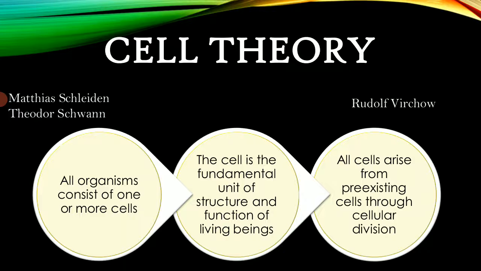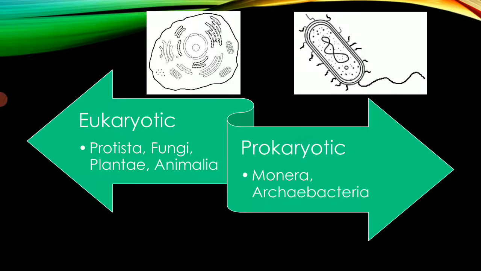Based on this cell theory, we now know that there are 2 types of cells. We have the eukaryotic cell and the prokaryotic cell. Eukaryotic, 'eu' is a prefix that we use for something that is true.